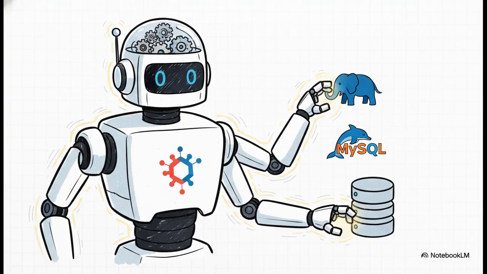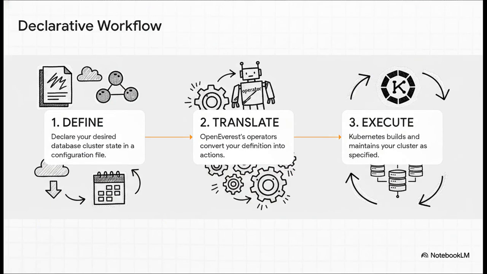The secret sauce, the real magic behind this whole thing, is a concept called Kubernetes operators. The best way to think of an operator is like an expert robot DBA. It's a piece of software that has all the human operational knowledge for running a specific database, like PostgreSQL or MongoDB, encoded right into it. This enables a completely declarative workflow, and that's a total game changer for managing databases.